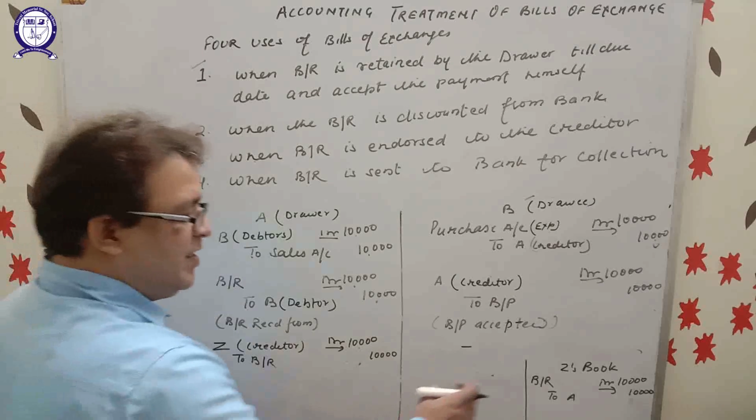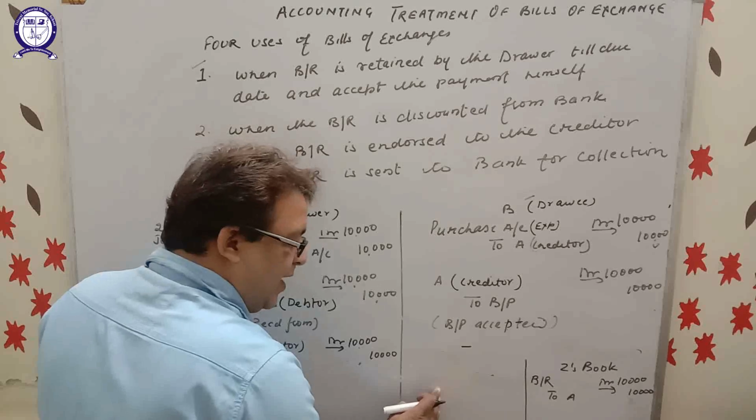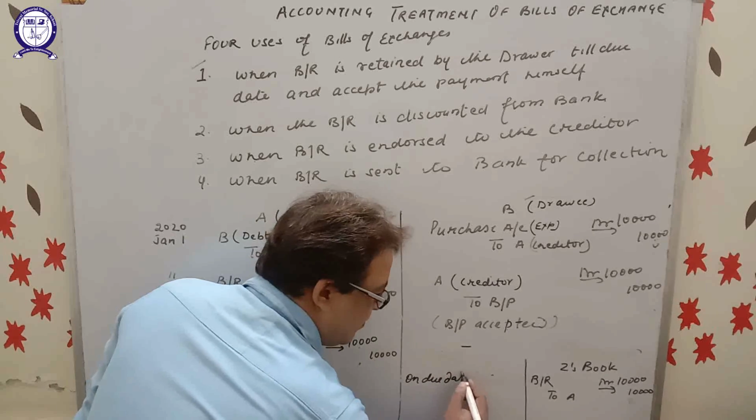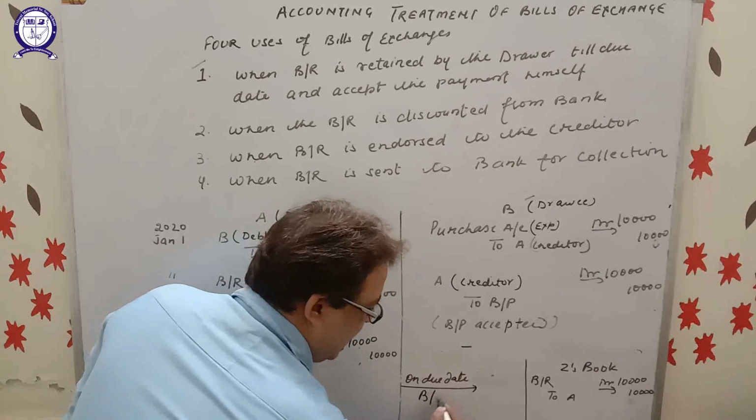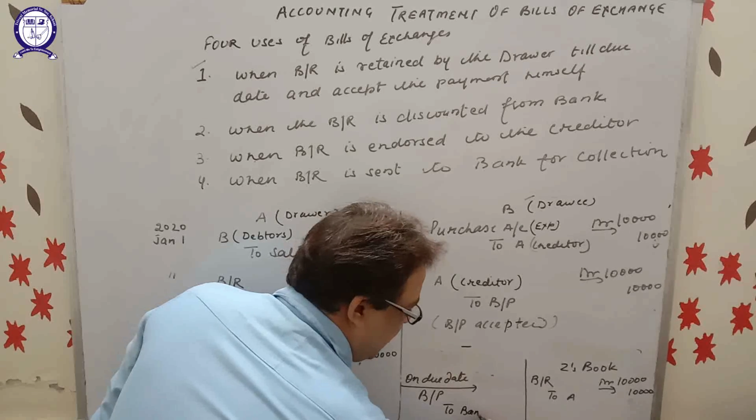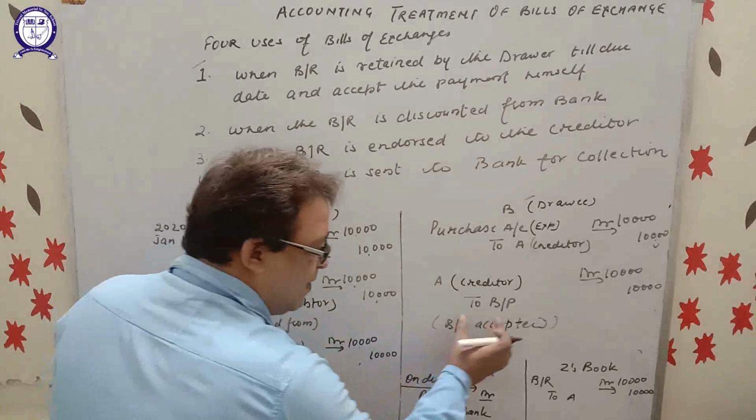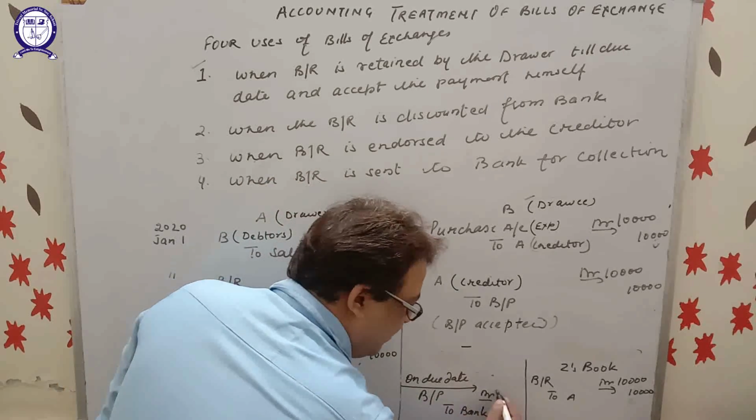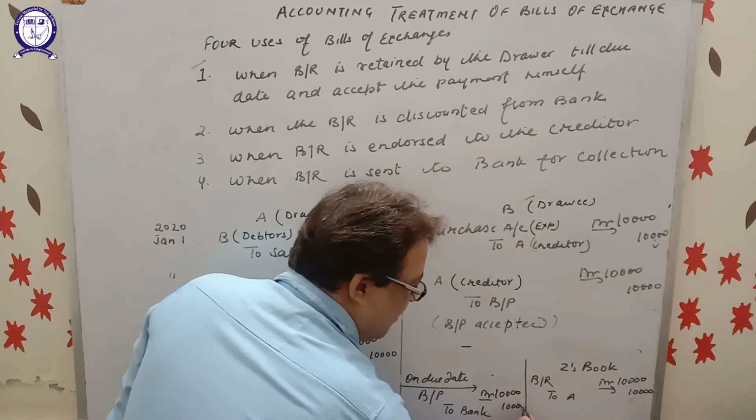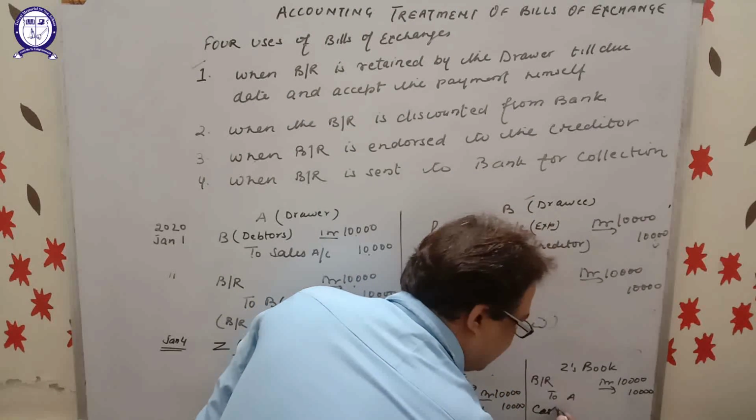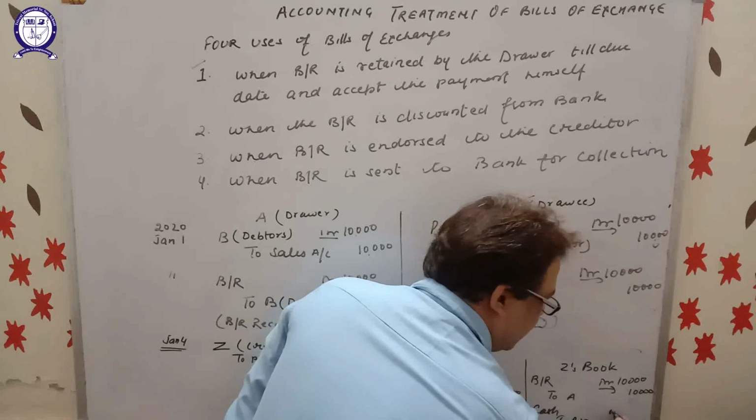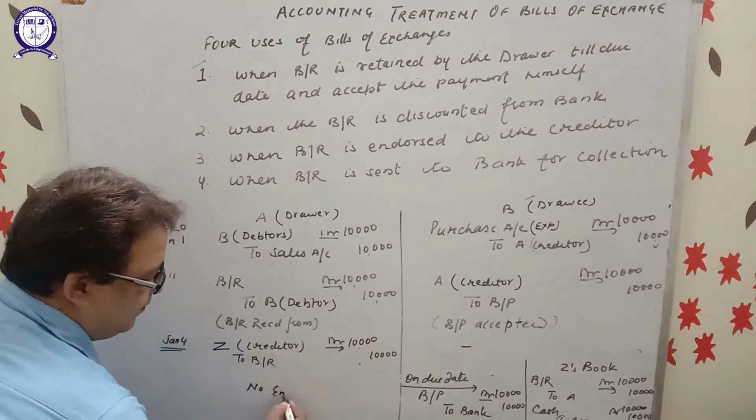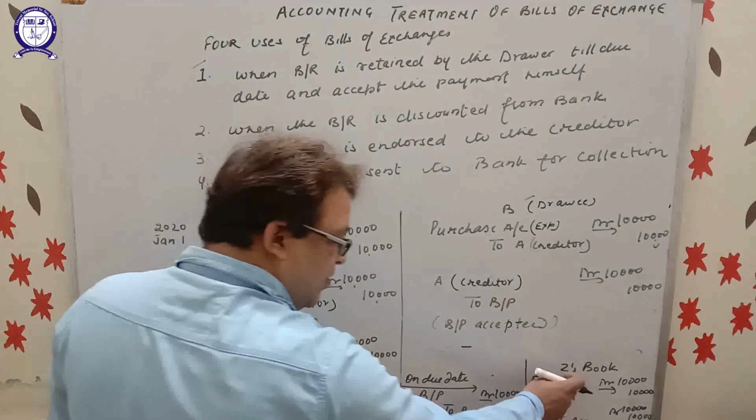On the due date, Z will present this bill to B, and B will pay this amount to Z. On the due date, B will make payment of his liability. Bills payable to bank. The journal entry will be bills payable debit. Bills payable is a liability for B. So when we are paying our liabilities, we debit it. Bills payable debit to bank. On the other hand, this amount will be received by Z. Cash account debit to bill receivable. No entry will be passed in the books of A, because the amount is received on the due date by Z only.